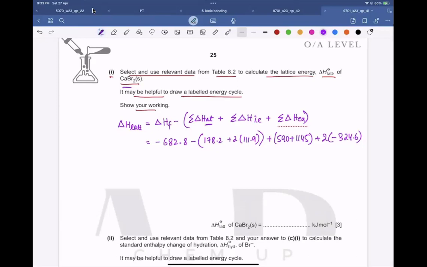Okay. Asif is getting minus 2170.6. Okay. Mariam, please check. It's not 21,706. It's 2170.6.